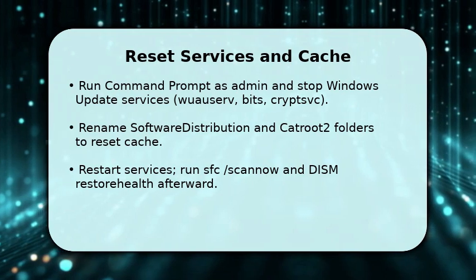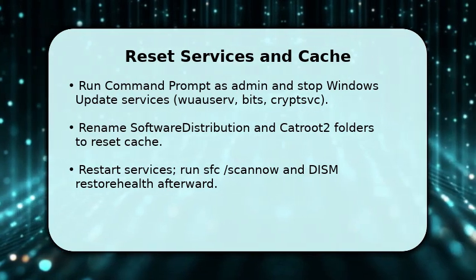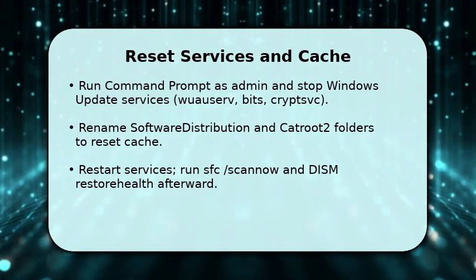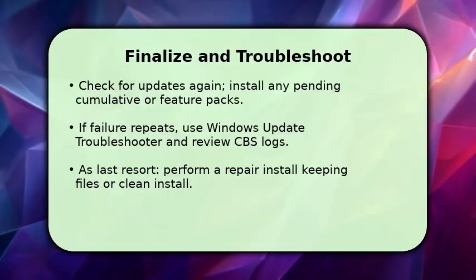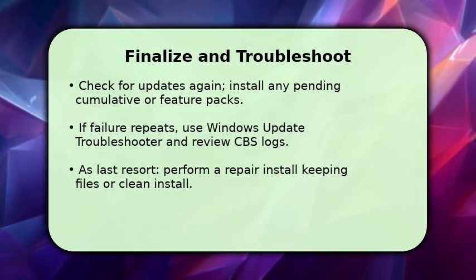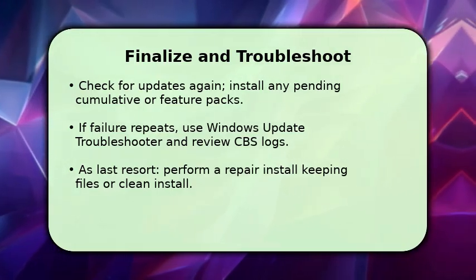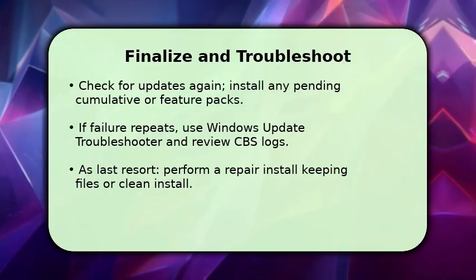Finally, check for updates again and install any pending cumulative or feature updates. This confirms whether the reset succeeded. If the same error appears, run the built-in Windows Update Troubleshooter to automate fixes and then inspect CBS and Windows Update logs for clues. Make sure to reboot between attempts.